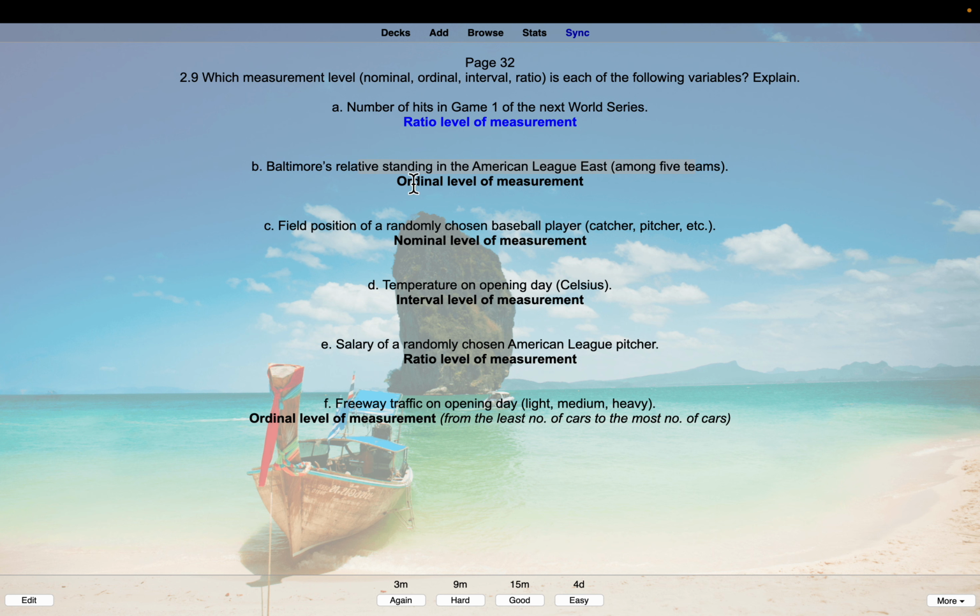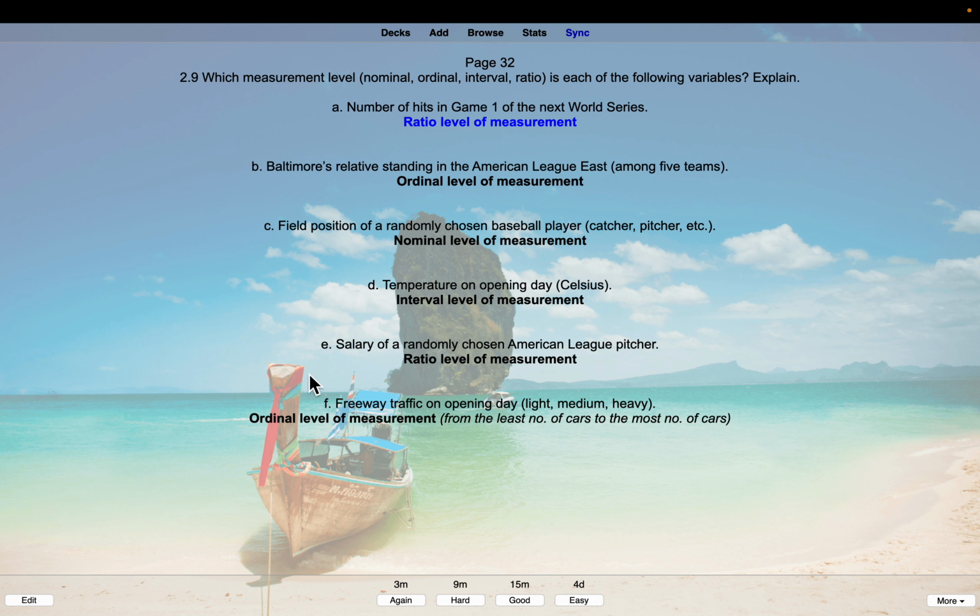Relative standing in the American League East among the 5 teams. So standing is, in a way, ranking. So that refers to ordinal level of measurement. Salary of a randomly chosen American League pitcher. We're talking about salary, so this has to be a numerical value. And there cannot be a negative salary, therefore, this is ratio.